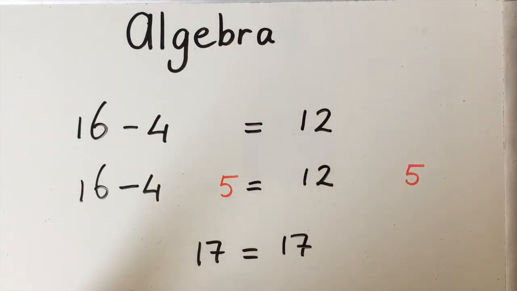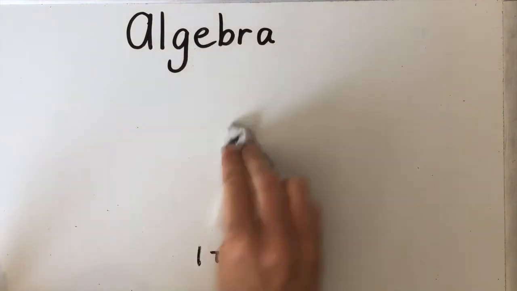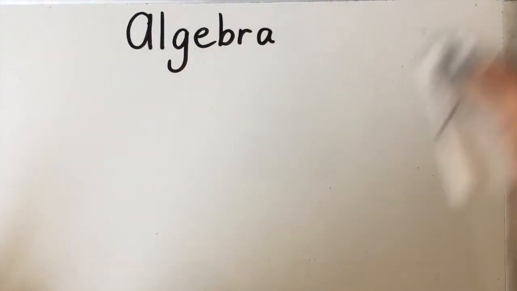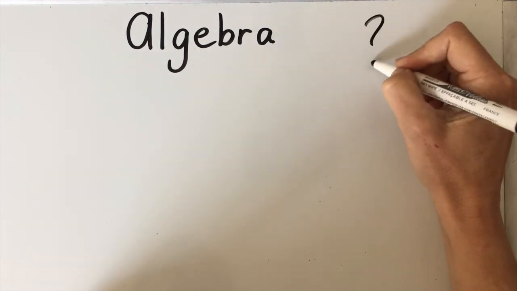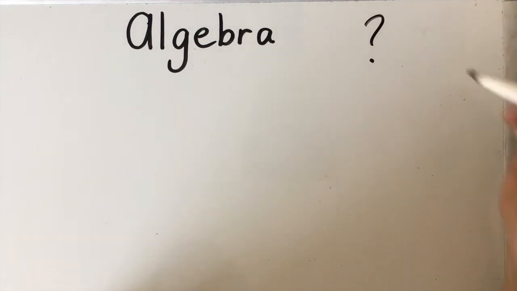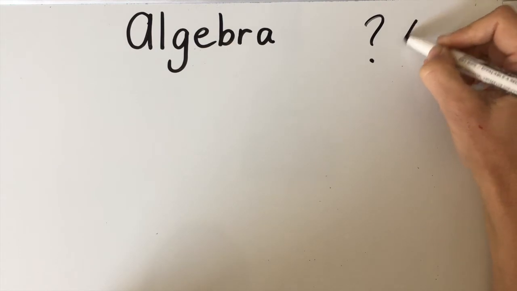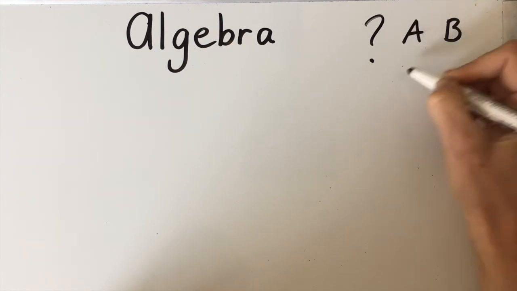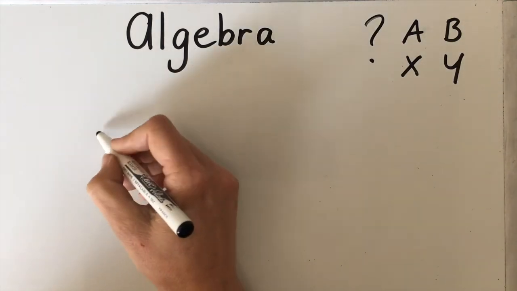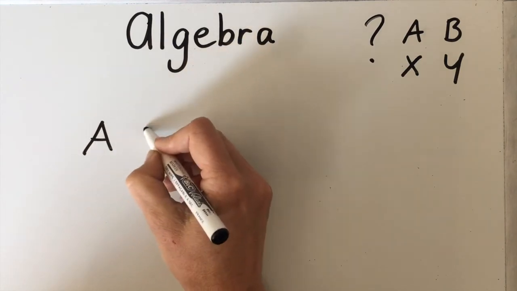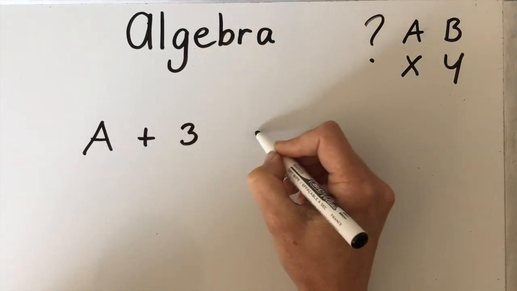That is correct. In algebra, they very often work with letters to represent something that is unknown. So they are often looking for something that's unknown, and instead of using a question mark, they use letters like A or B or X or Y or whatever you want. Let's take a look at this problem. A plus 3 equals 5.